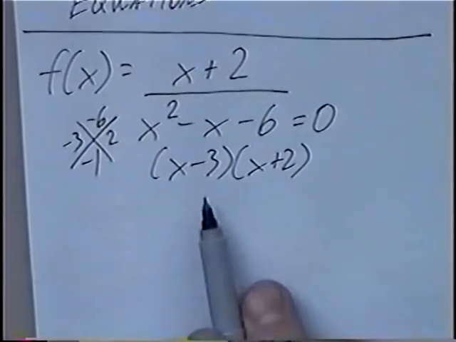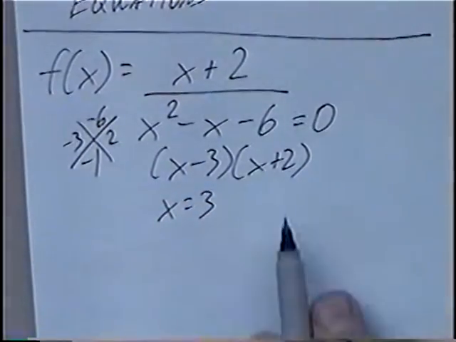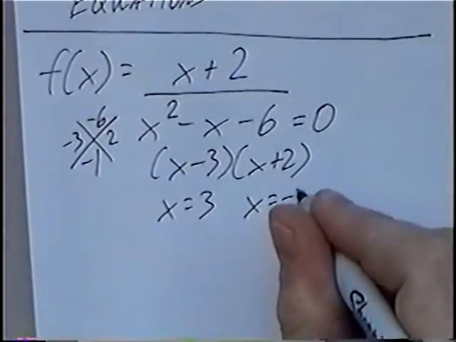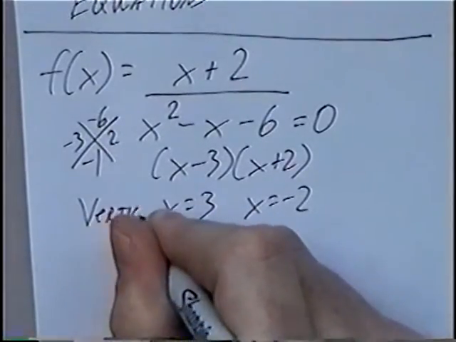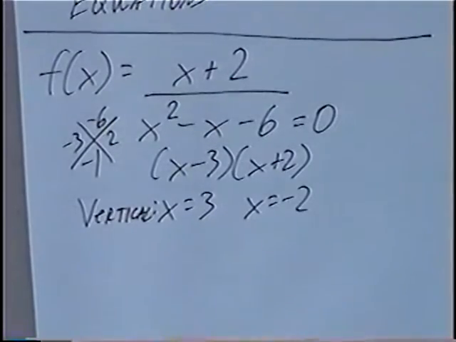Setting this equal to 0, x minus 3 equals 0, we'll have x equals 3, and x plus 2 equals 0, x would equal negative 2. So the vertical asymptotes for this graph would be x equals 3 and x equals negative 2.